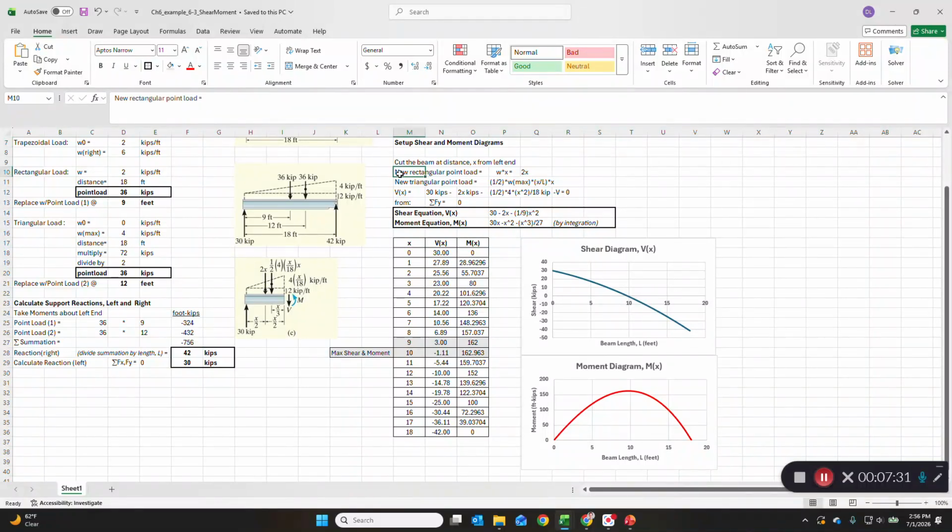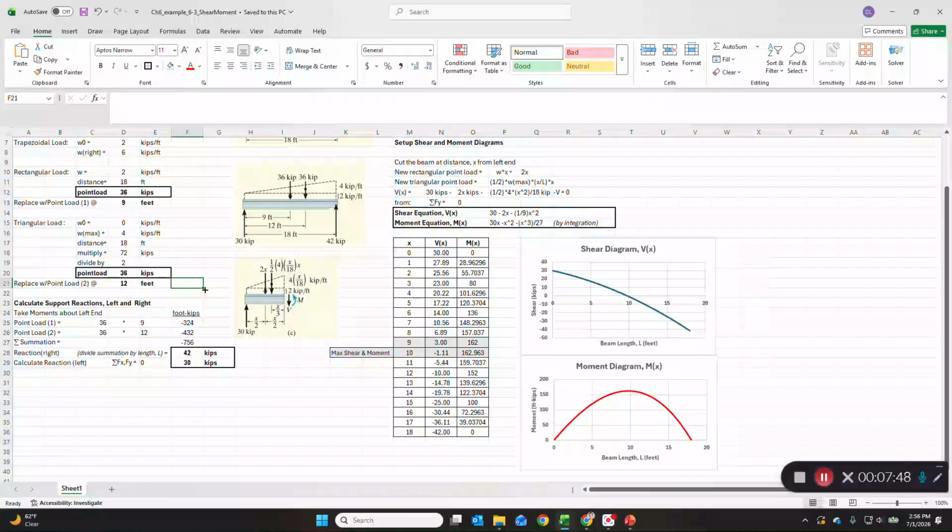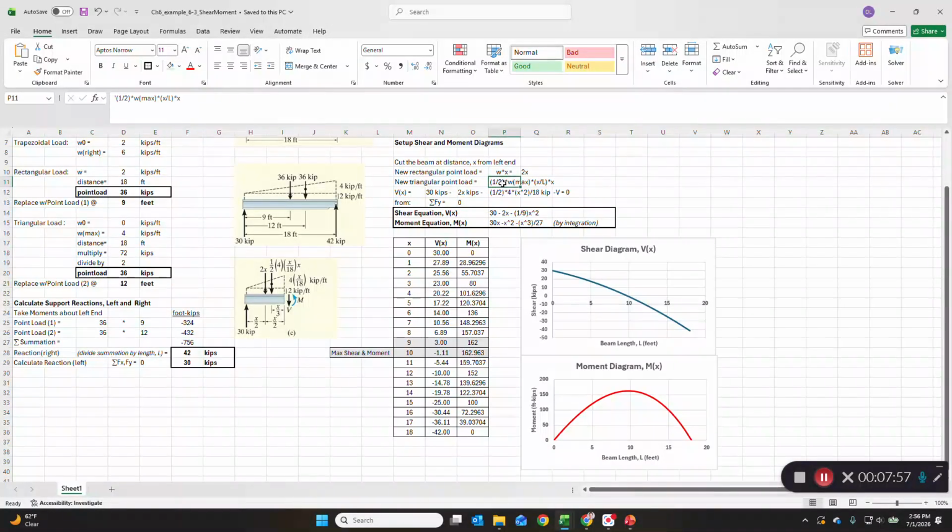So the new rectangular point load then is now just Wx, so that's 2x, and that would be this as shown here, 2x pointing down. And the new triangular point load is 1/2 of W max, and W max was over here as 4, right? And times x over L, that's the distance, x, which is the cut over the length, 18, original, times x. So that's shown here.